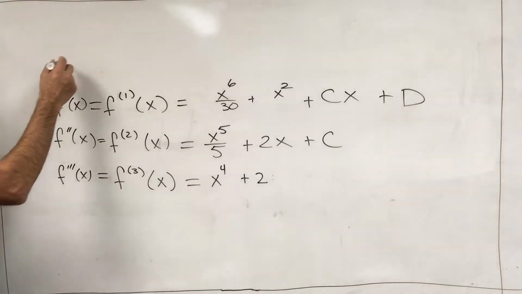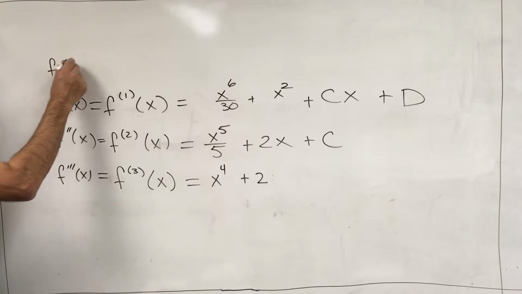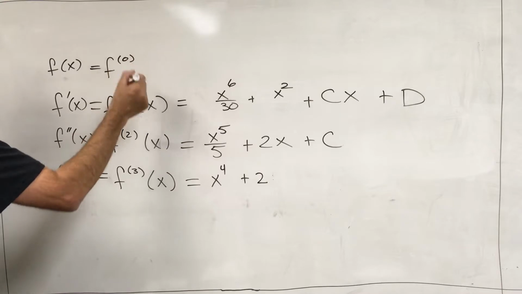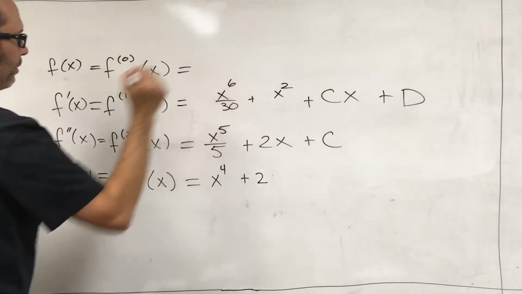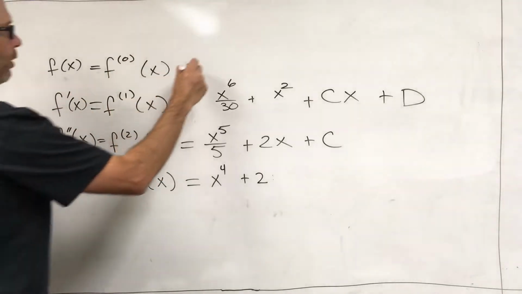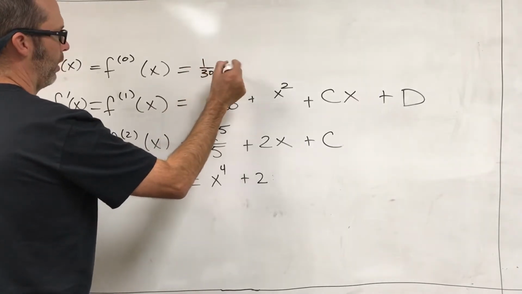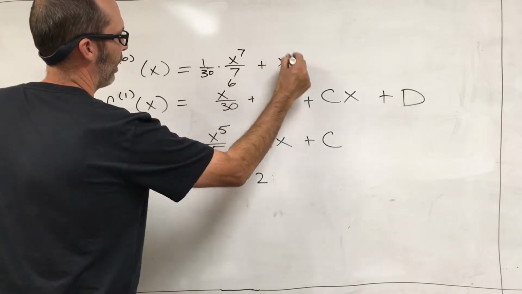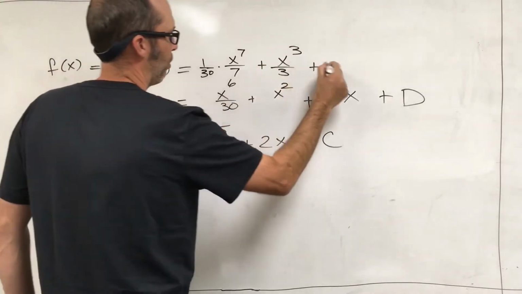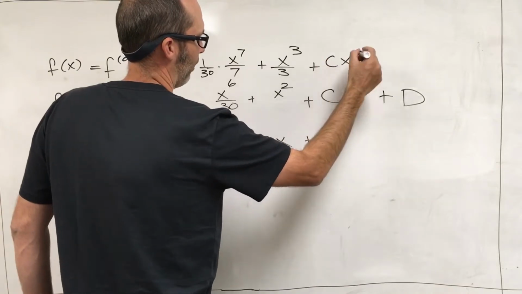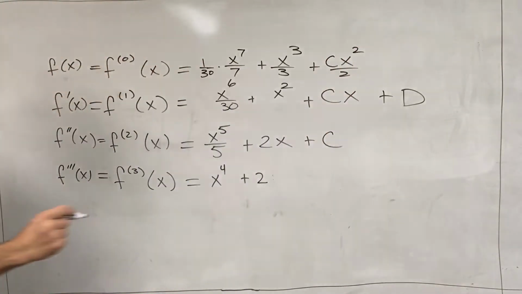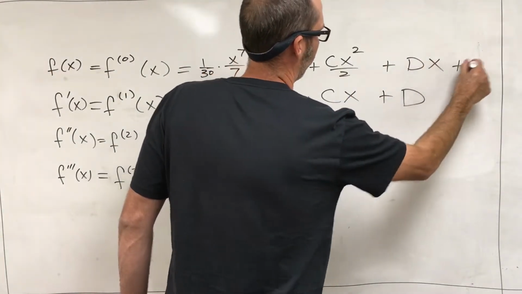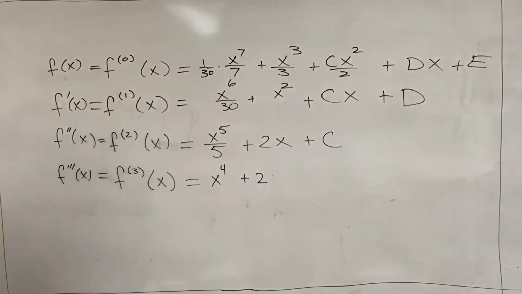All right, now let's go back up one more. Back up to f of x. No primes there, right? So we could write this as that guy there. Okay, so 1/30 x to the 7 over 7 plus x cubed over 3 plus cx squared over 2 plus dx plus some new constant e.